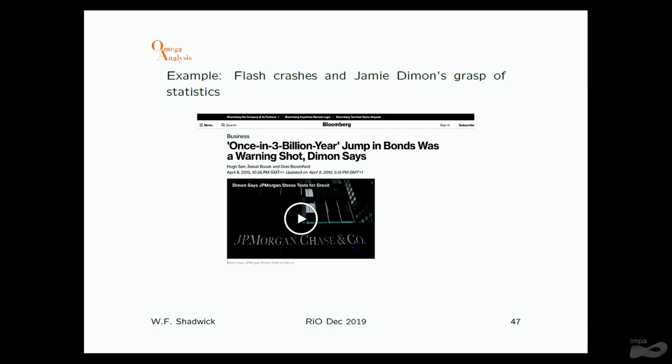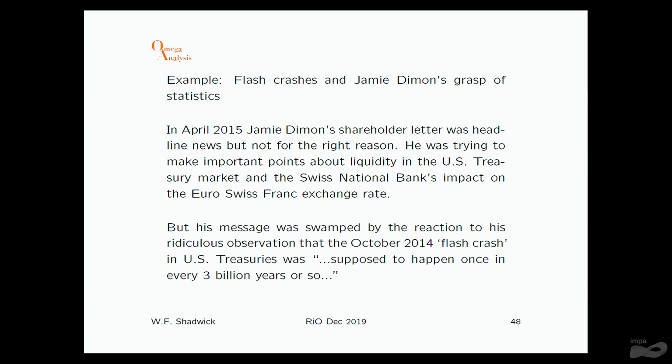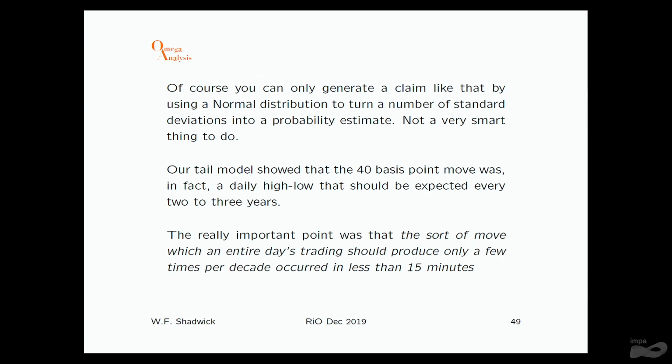So another quick example. Back in 2015, here's the Bloomberg article on the web. Jamie Dimon made a laughingstock of himself by saying a once in 3 billion year jump in bonds had just happened. That was a 40 basis point jump in the US Treasury in one day. Of course, his 3 billion years was based on a normal assumption, which doesn't make any sense at all. He was lampooned mercilessly.